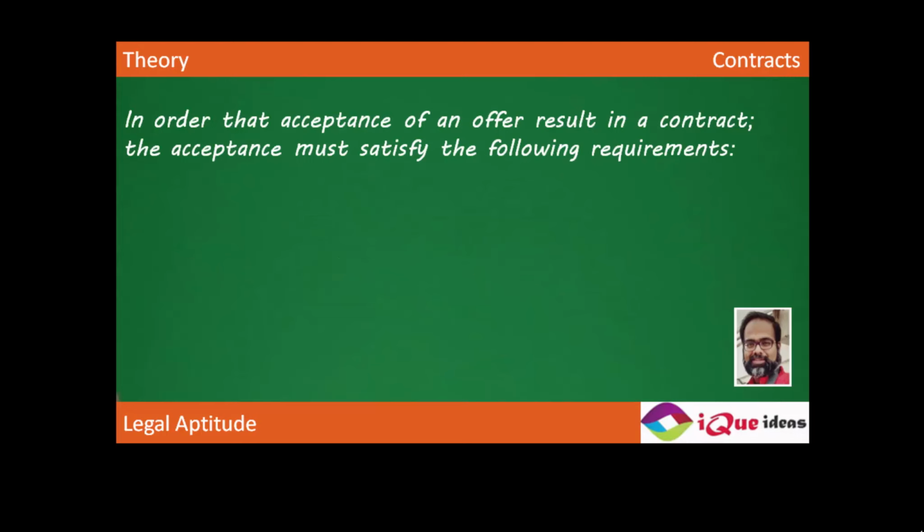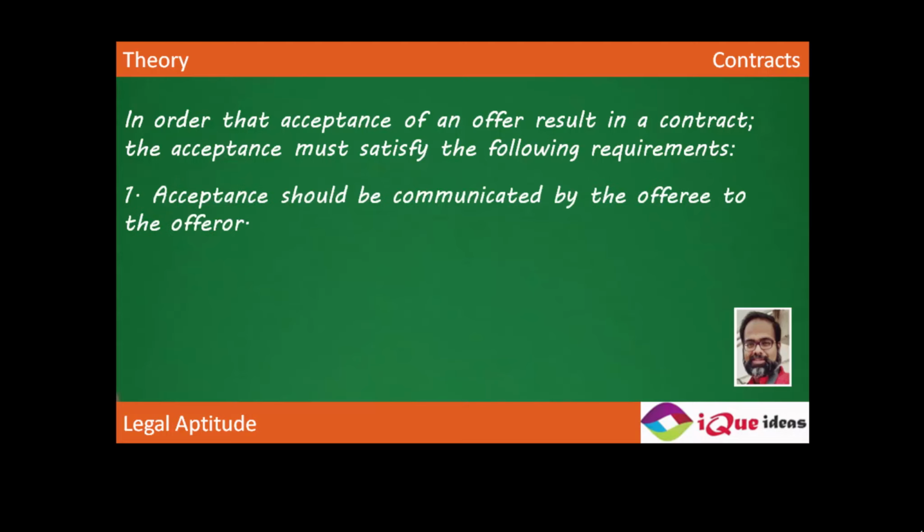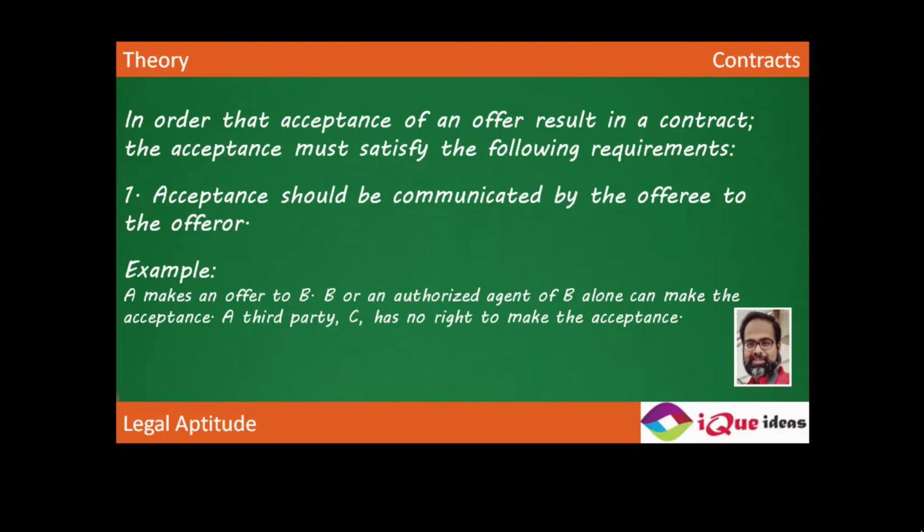In order that the acceptance of an offer results in a contract, the acceptance must satisfy certain conditions. First and foremost, the acceptance should be communicated by the offeree to the offerer. For example, if A makes an offer to B, then B or an authorized agent of B alone can make the acceptance, and the third party C has no right whatsoever to make the acceptance. So if I have made the offer to you, it is you or your authorized agent who must clearly make the acceptance back to me.